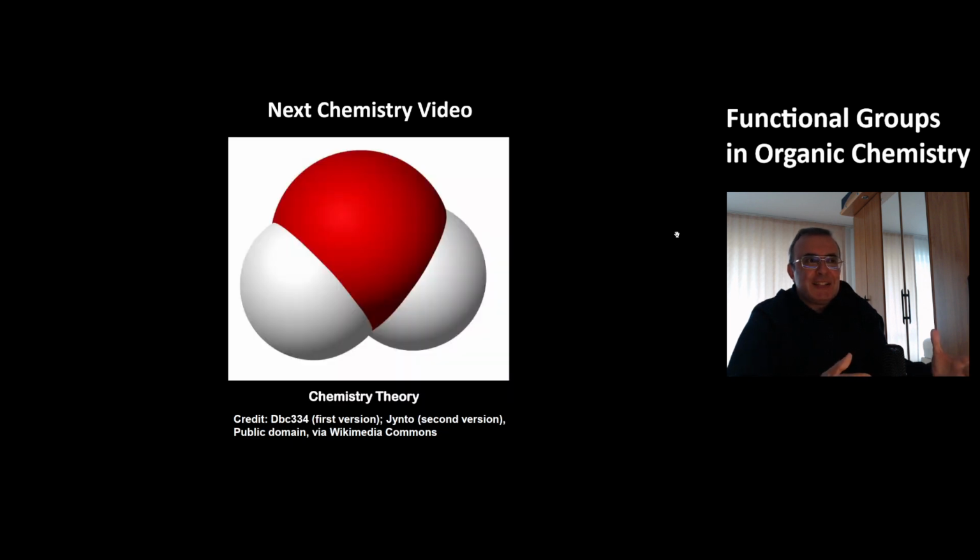And in the future, I will make more videos about chemistry, and I will focus on theory, because that's what I was interested in the most. And my next video will be about this tiny molecule. It is everywhere around us. It is in our body, and this molecule is, of course, water.